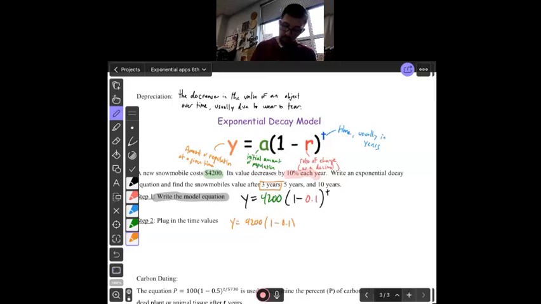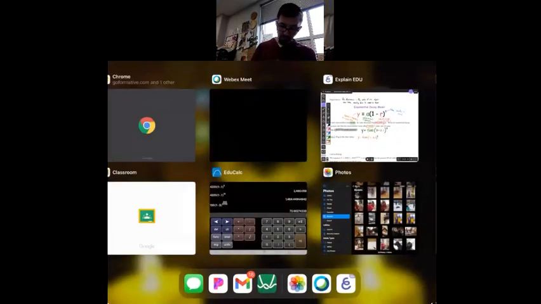If you want to do that math right here, you certainly could. 1 minus 0.1 would be 0.9. So you could put 0.9 to the third power, if you want to, or you can just write it as 1 minus 0.1. We're going to take that to the third power for 3 years, right? So what's the value of this snowmobile after 3 years of decline? Really should be pretty straightforward as far as typing.